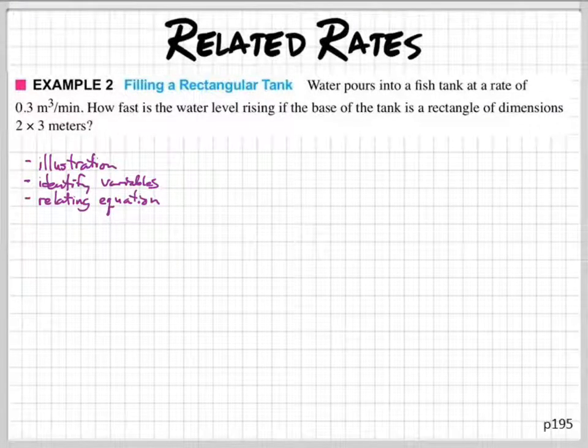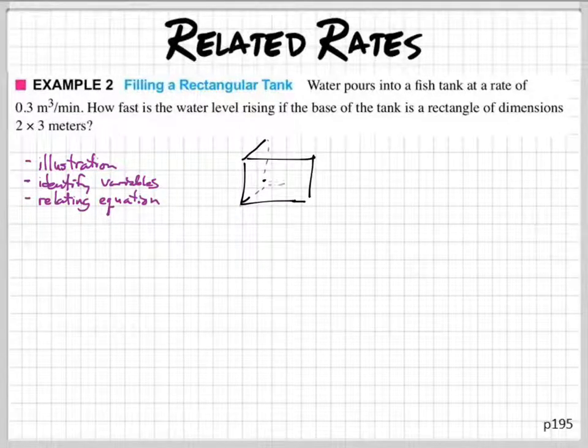So to draw our illustration for this one, it says the water pours into a fish tank at a rate of this. How fast will the water level be rising? Okay, so you can draw yourself a tank. Okay, what a great tank. Beautiful tank. And then you can even draw some water if you wanted some water. Should we draw a spout? No, I don't think I want to draw a spout, just for the sake of time.